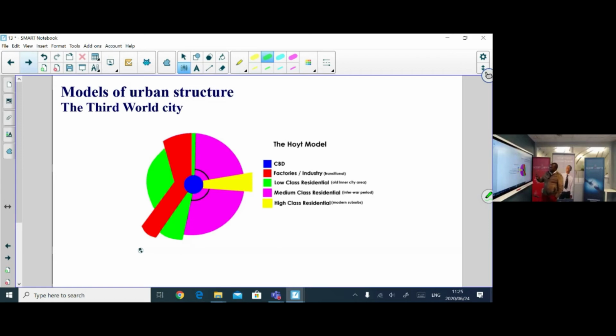And then immediately after the low class, we have the medium class residential, which is also what we call the interwar period, which developed mostly during those war years. So you find that it's a bit outside the area of the factories, and so maybe because they are avoiding pollution and so forth, and they can afford to travel to and from the factories.